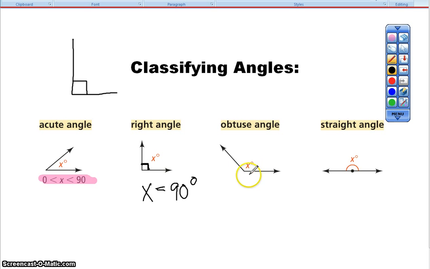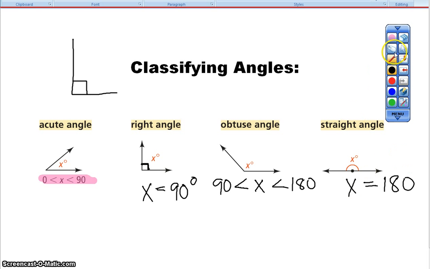An obtuse angle, this value of x has to be less than 180, but it has to be more than 90. So that's how you should write out an obtuse angle. And a straight angle is exactly 180 degrees. So there you can see your four different types of angles.